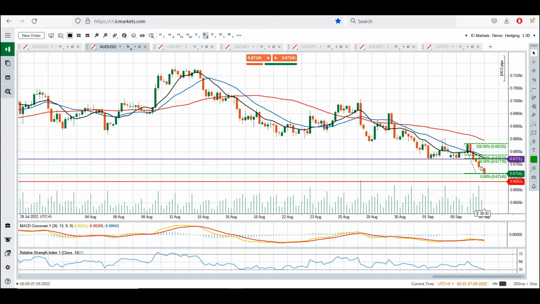However, if this current move will go below this red line, then it will show me intention from the seller to take this level. No more buyers sitting around that area, and then I'll be looking for a pullback to test that level from below. So quite important is how the market is going to react to this previous swing low on the weekly chart.